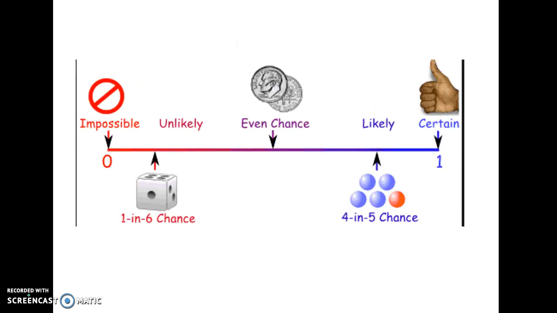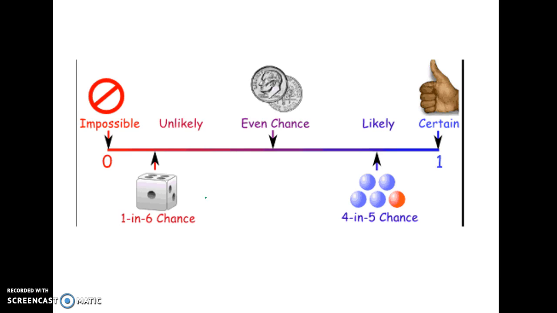Here is a probability line that you can find on the internet, and what it's showing us is that probability is on a spectrum from 0 to 1. So the greatest possible probability is 1, or 100%, which is certainty, and the lowest possible probability is 0, meaning impossible. Can't happen.